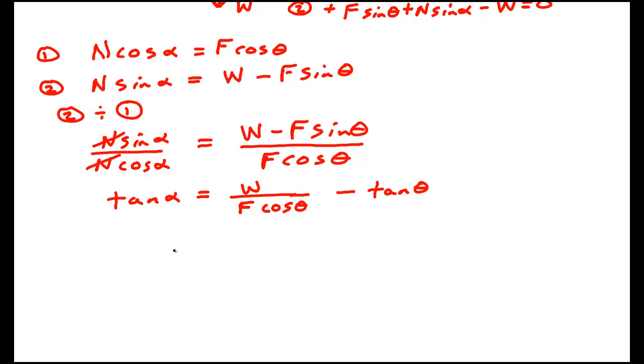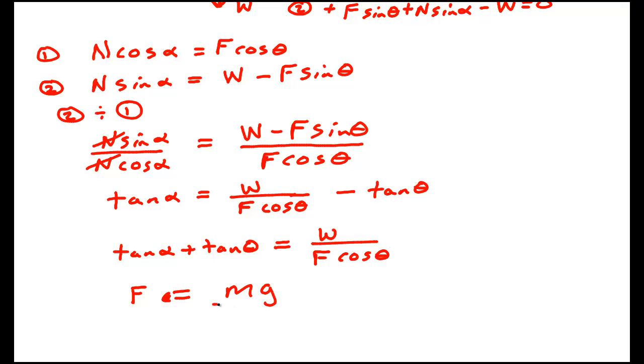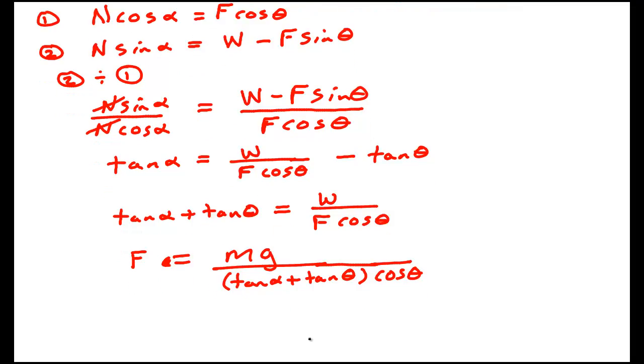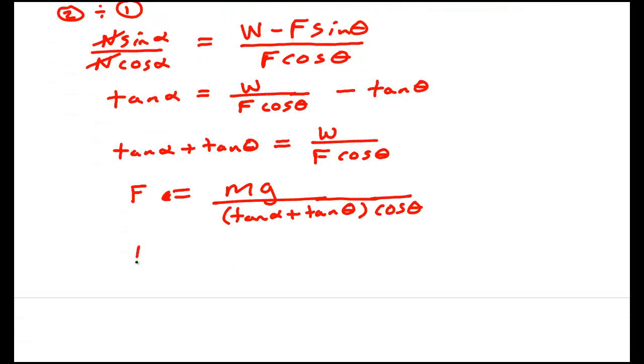So let's put these guys together. Tan alpha plus tan theta is equal to w over f cosine theta. I'm going to bring f cosine theta over here. I'm just going to bring the f, I should say, not f cosine. And I'm going to get, for w, mg. And on the bottom, I'm going to have tan alpha plus tan theta times cosine of theta. And that would be good enough to work the problem. But you might want to simplify it as follows.